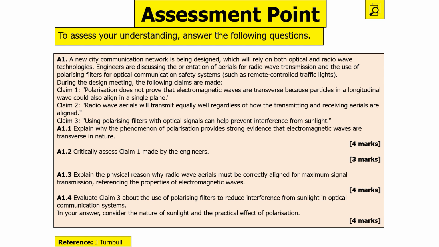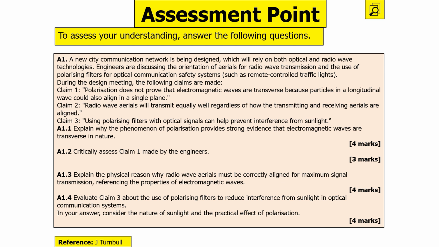Claim 1. Polarization does not prove that electromagnetic waves are transverse, because particles in a longitudinal wave could also align in a single plane. Claim 2. Radio wave aerials will transmit equally well regardless of how the transmitting and receiving aerials are aligned. Claim 3. Using polarizing filters with optical signals can help prevent interference from sunlight. So explain why the phenomenon of polarization provides strong evidence that electromagnetic waves are transverse in nature.